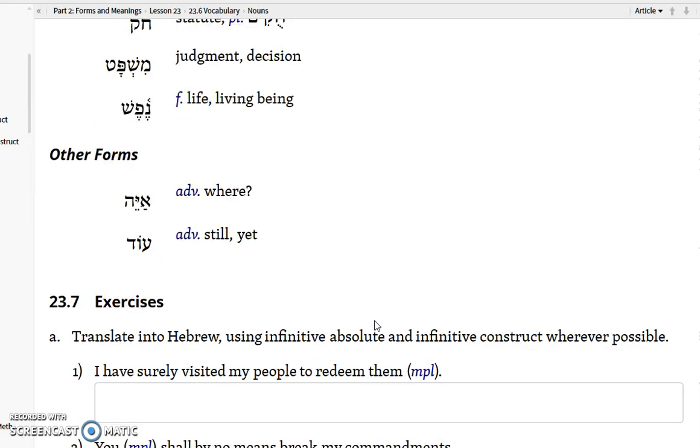And then you have those forms we saw with suffixes, ayeh, which means where. We had another form, apho, that also means where, but here's ayeh, which means where. They can also take pronominal suffixes. And then od, which is still or yet, which also can take pronominal suffixes.